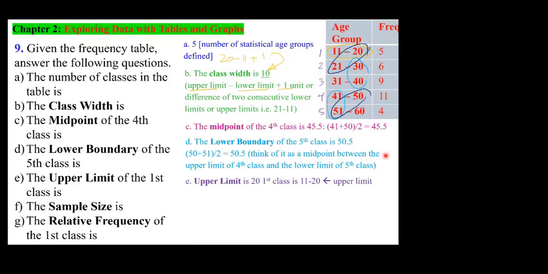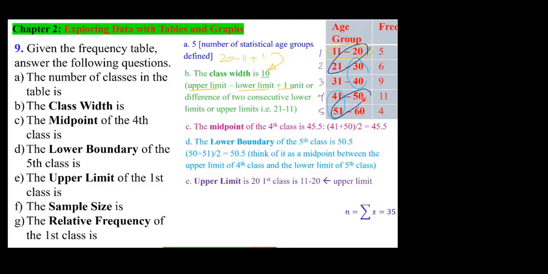All right, so you add them up: 5 plus 6 plus 9 plus 11 plus 4, n or summation of x. That is the formula, or you can say sample size is that in that format. Either way, you come up with the number 35. The next one is asking for the relative frequency.